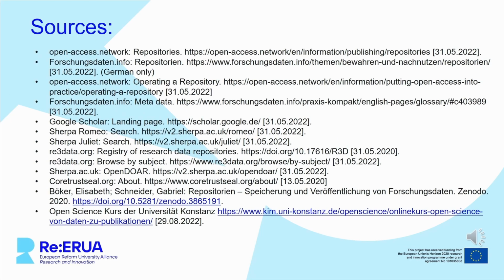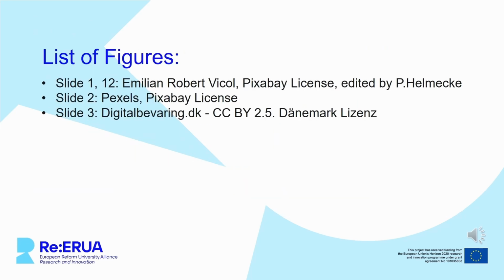Finally, we would like to provide you with some suggestions for further reading. Detailed information on open access repositories and open access in general can be found at openaccess.network. Detailed information on research data can be found at Forschungsdaten.info. For a further deepening, you'll find here the sources of the present module, as well as the image-related sources here.